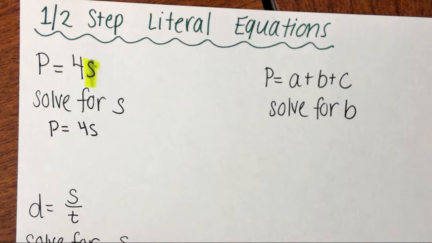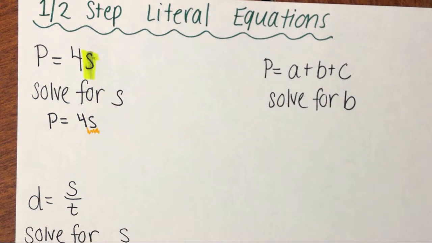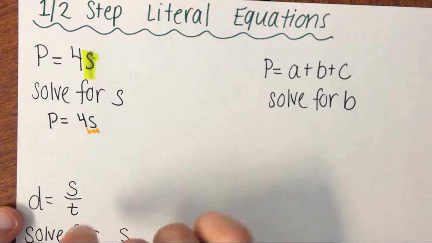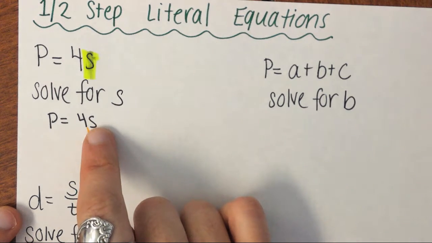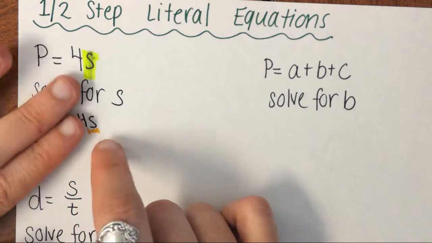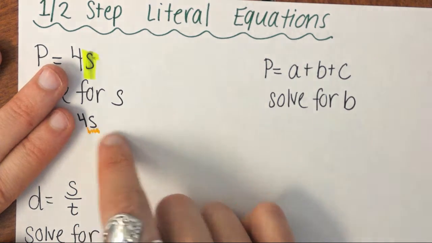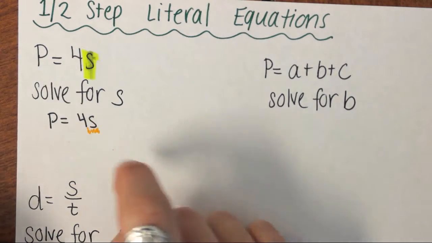The first thing that can be helpful is just to identify, highlight, mark, or circle where the variable is. Anything attached to the term of the variable we want to solve for, we want to make 1. Anything that's not attached, we want to make 0. In this case, we only have one term on the side with the s. It's 4s, and so we want to make this 4 turn to 1.